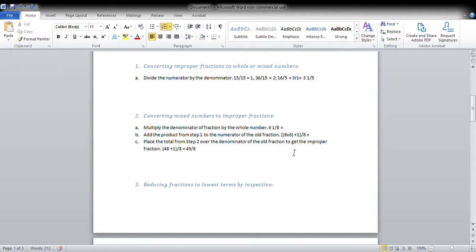And once again, once you have done this a few times, you'll be able to just keep going like I did without even thinking about it. But the first step is to multiply the denominator by the fraction. So again, 8 times 6. And then we add it to the numerator of the old fraction. So we've got 8 times 6 plus 1. And then we place the total from 8 times 6 plus 1 over 8 to get the improper fraction.